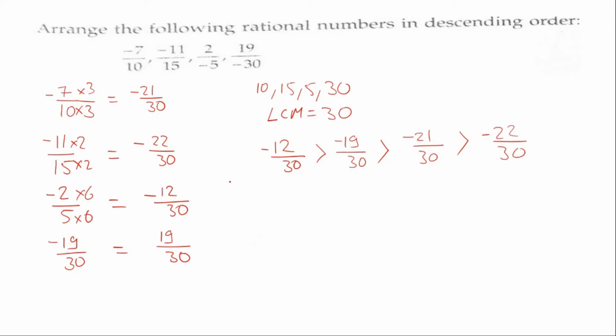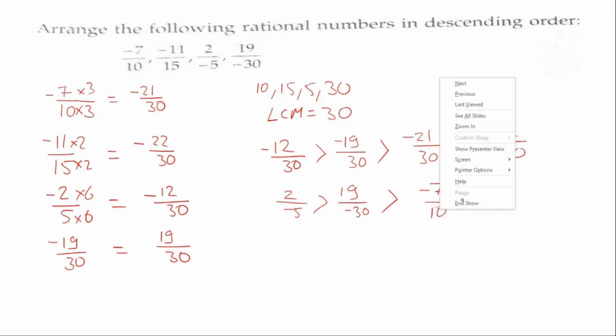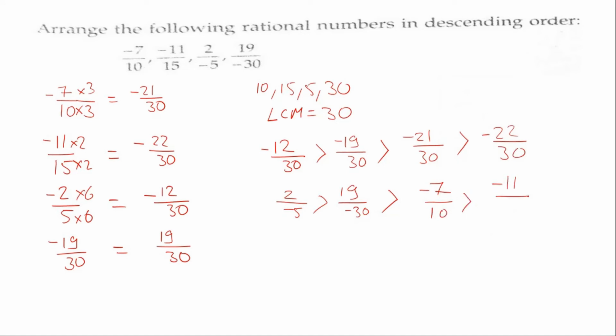Now let us write the original rational numbers, that is 2 by minus 5 is greater than 19 by minus 30 is greater than minus 7 by 10 is greater than minus 11 by 50.